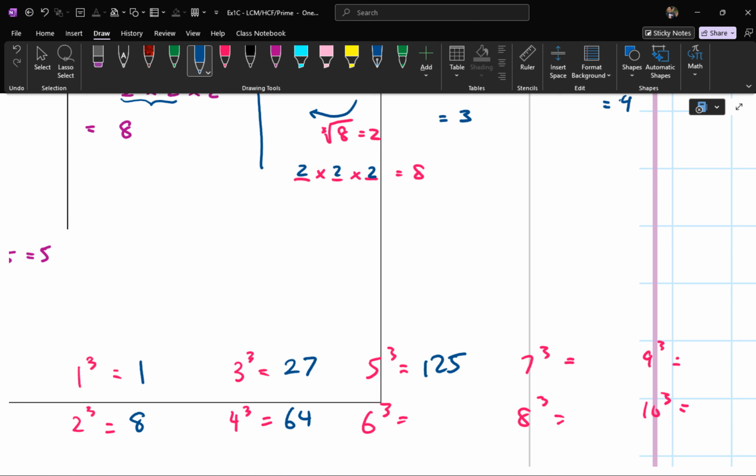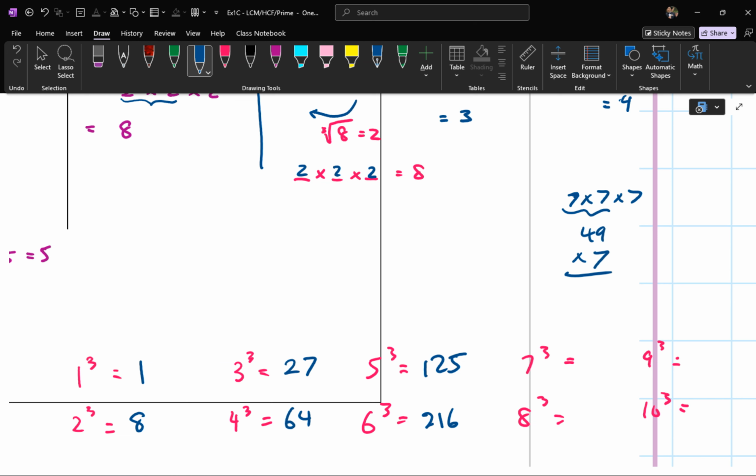6 cubed. Is it 250? Oh, so close. What is it? So 6 times 6 is 36, and you go times another 6. What is that? 216. Very good. Write it in. 216. Next one, 7 cubed. 7 cubed means you need to know what 7 times 7 times 7 is. So 7 times 7 is 49. 49 times 7.